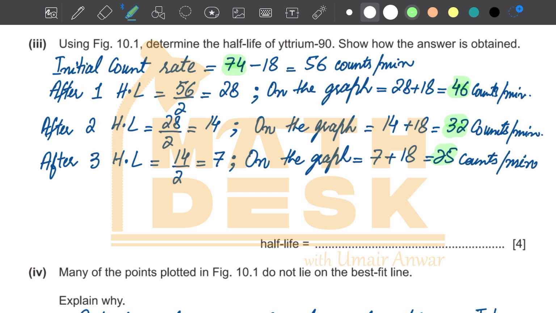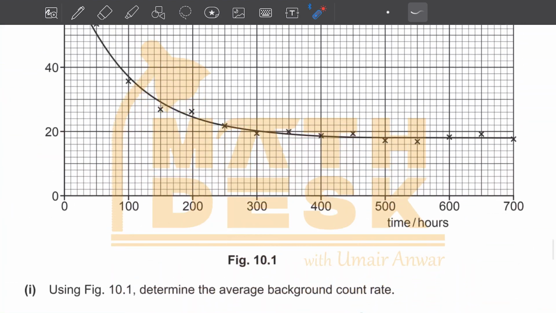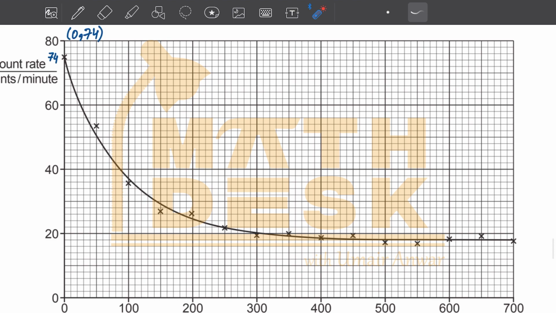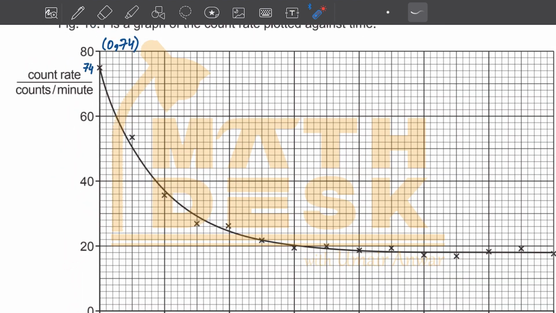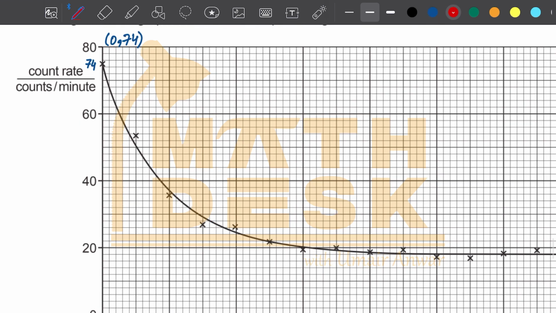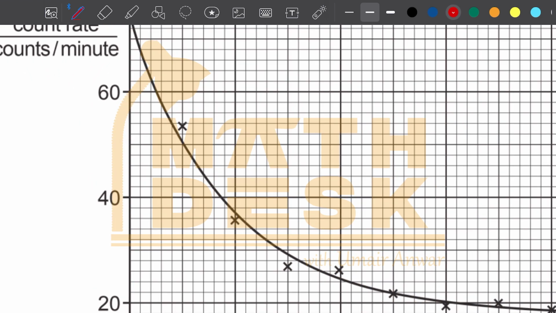The first one is the initial one here. After first half-life it becomes 46 on the graph. After second half-life it becomes 32. After third half-life it becomes 25. Now we would consider these points on the graph and find out what is the value of time in hours against these count rates. So the first one is 46, and 46 is indicated by this line.